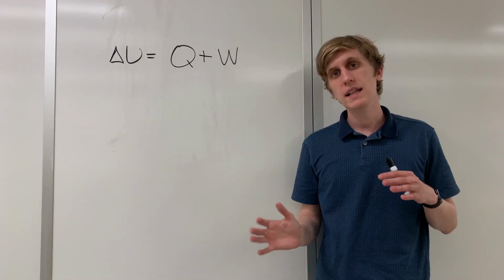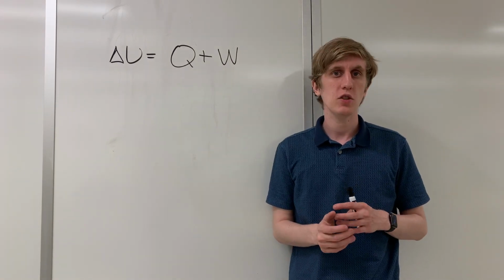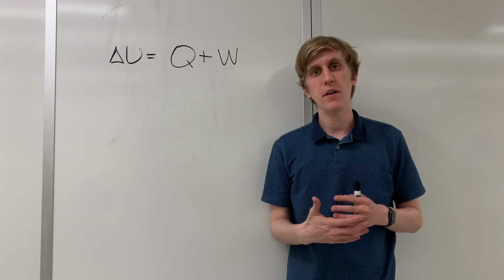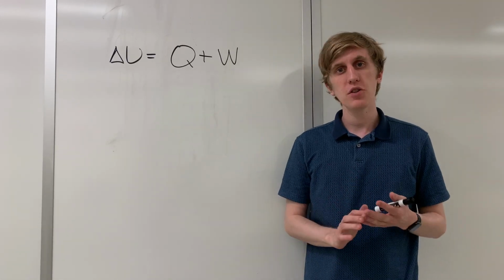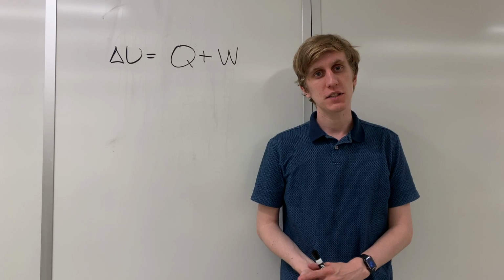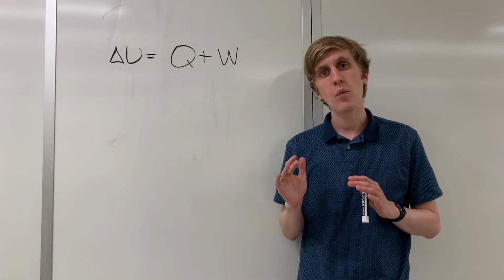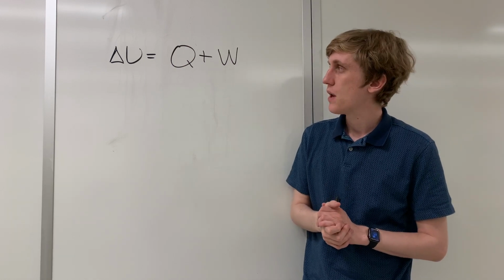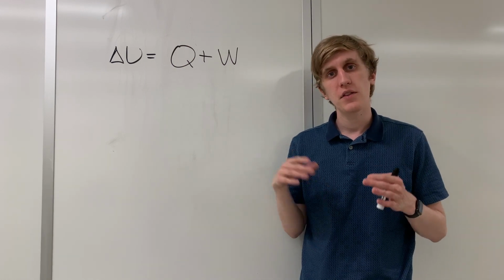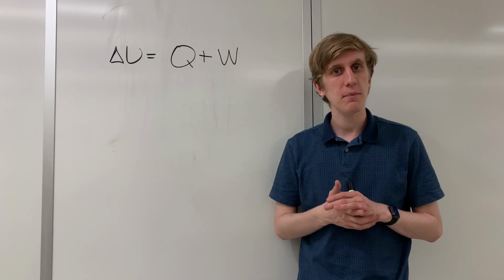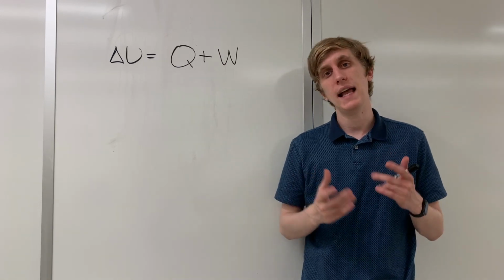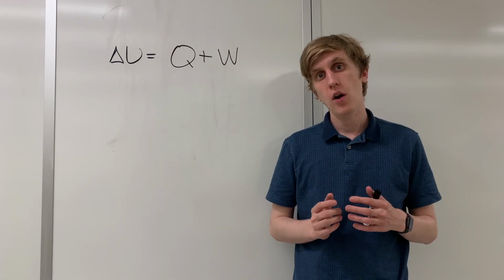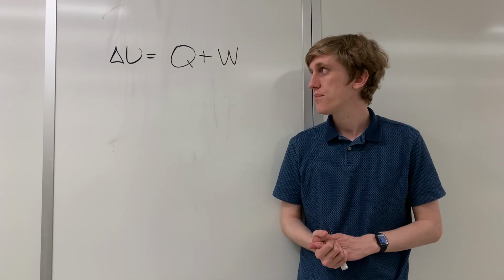Everybody. In this video, we're going to spend a few minutes talking about why there's a difference between heat capacity at constant pressure and heat capacity at constant volume. We can figure out what's going on based solely on this equation. The equation just says that the change in the internal energy for a substance is equal to the heat added plus the work done on or by the substance.